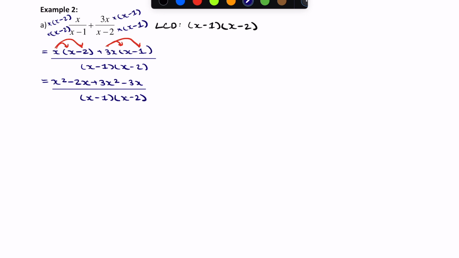So here we can collect the like terms. So x squared and 3x squared will give us 4x squared, and negative 2x minus 3x will give us negative 5x over x minus 1, x minus 2. Again, you can factor out the x here to give you x bracket 4x minus 5 over x minus 2, x minus 1. But here, that doesn't simplify any further. So this answer will do.